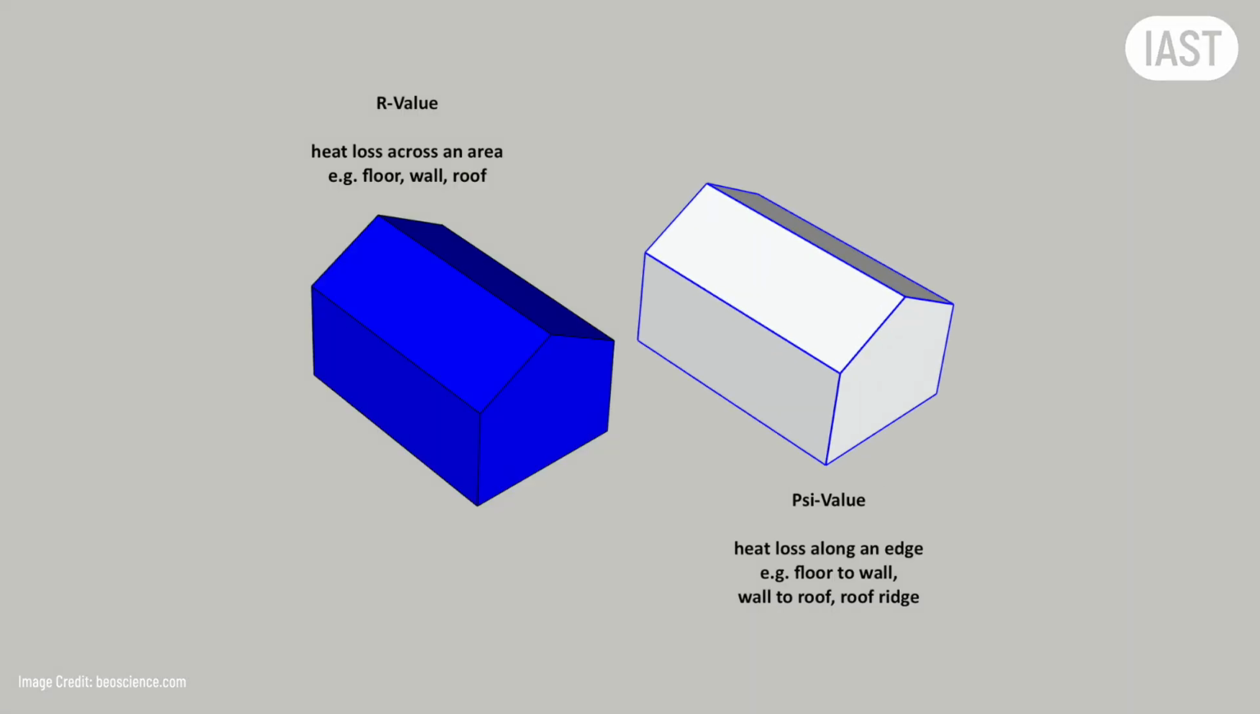These losses are quantified separately as psi values, 1 per junction type. A calculation without psi values tells you how the wall performs between the junctions. It does not tell you what the building actually loses.